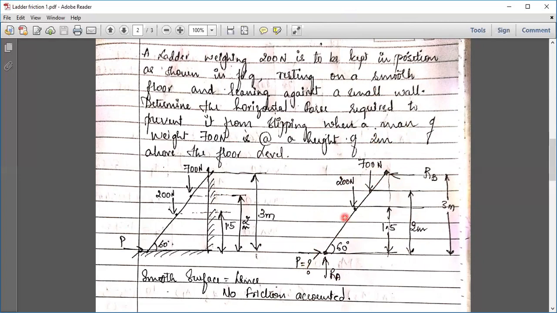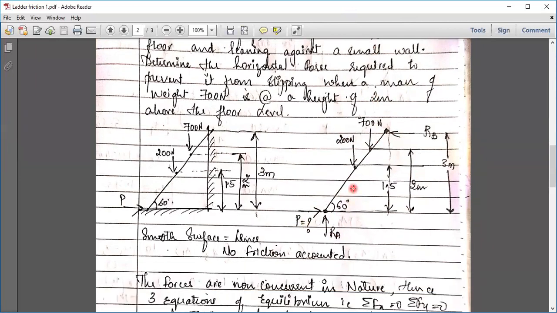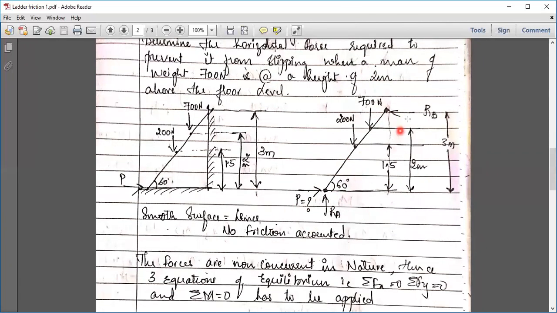And this comes under equilibrium of bodies. So we will be applying the equations of equilibrium. Now, this is a non-concurrent force system because we have forces which are acting at all the places. For example, at point A there are 2, at point B there is 1, and there are 700 and 200 at different points. So this belongs to a non-concurrent force system. Ladder numericals fall under the non-concurrent force system.